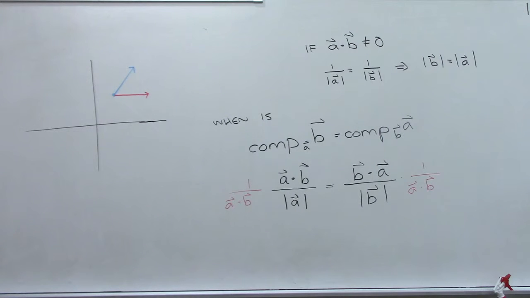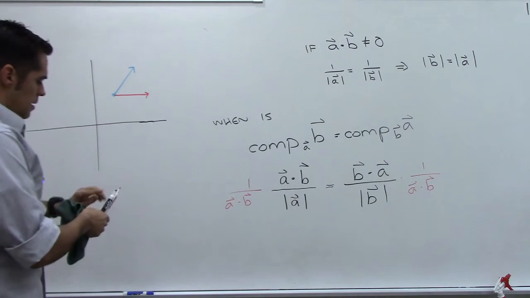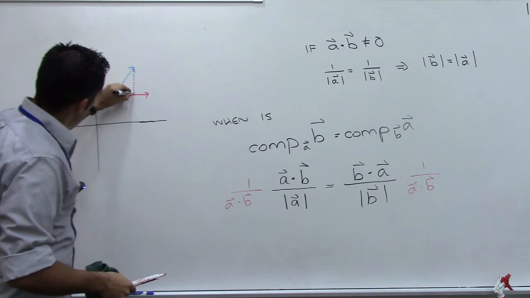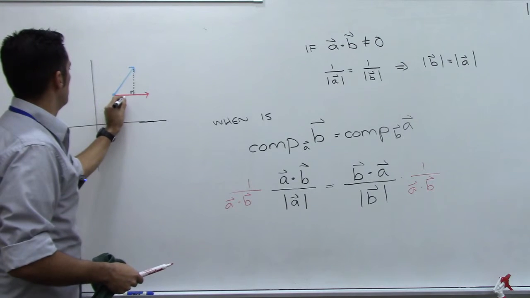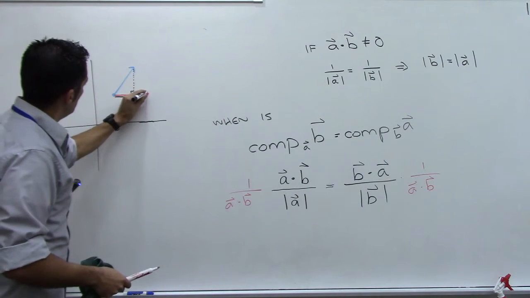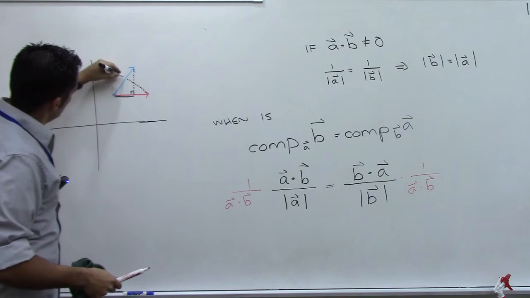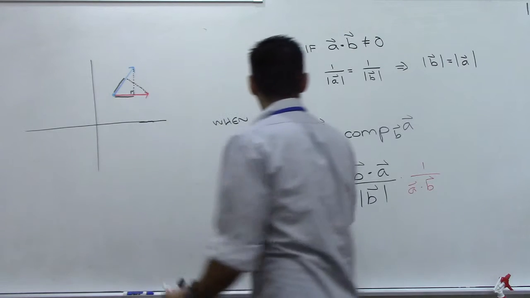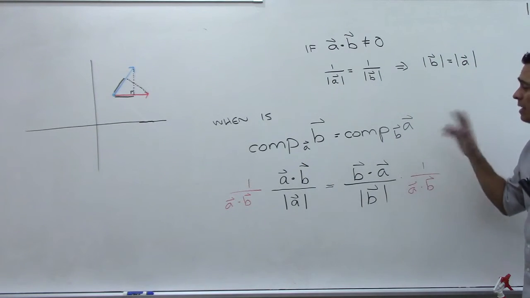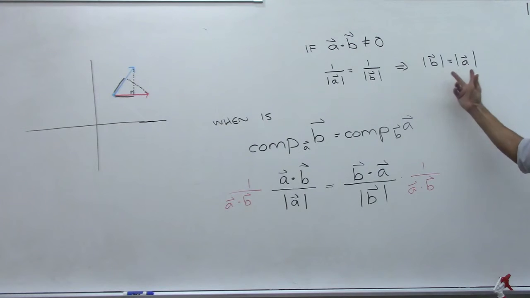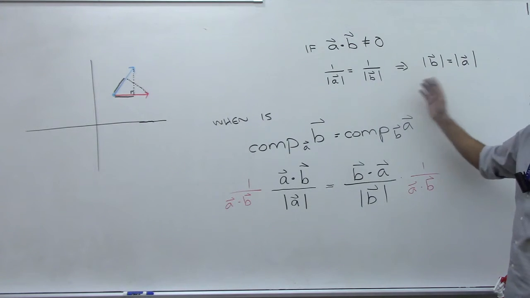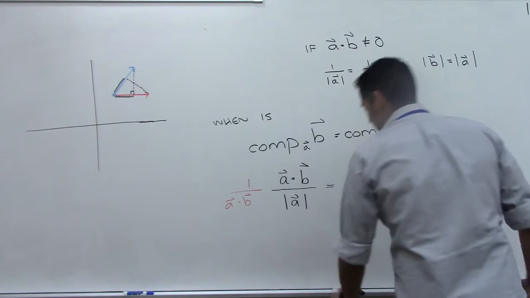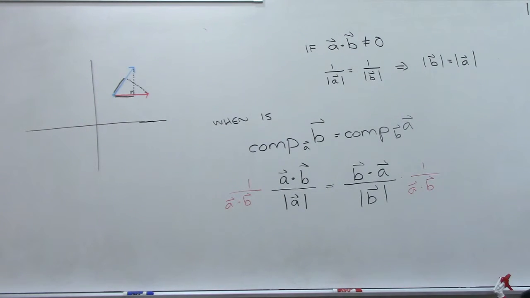All right, so if you project this one onto the red one, you get some length here. But if you project the red one onto the blue one, you're going to get the same length. So these two lengths are the same. So the component of B onto A is equal to the component of A onto B. That'll happen when the original vectors' lengths are the same, so long as they weren't perpendicular. Now, what if they are perpendicular?